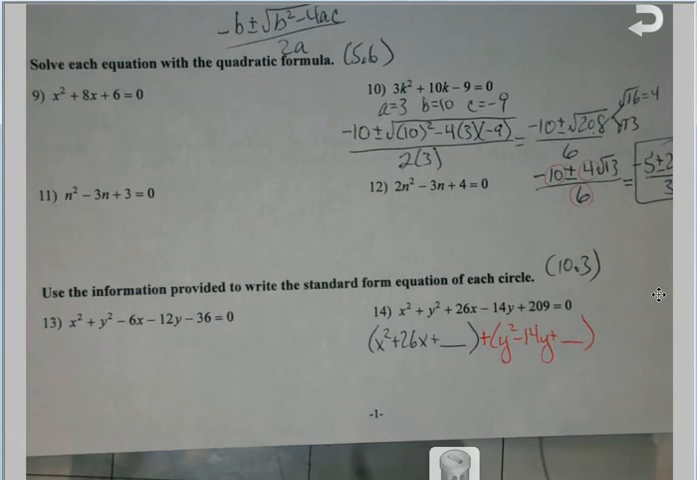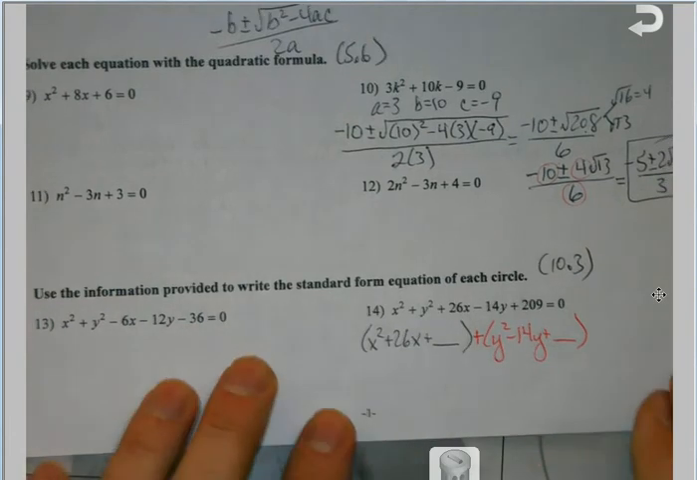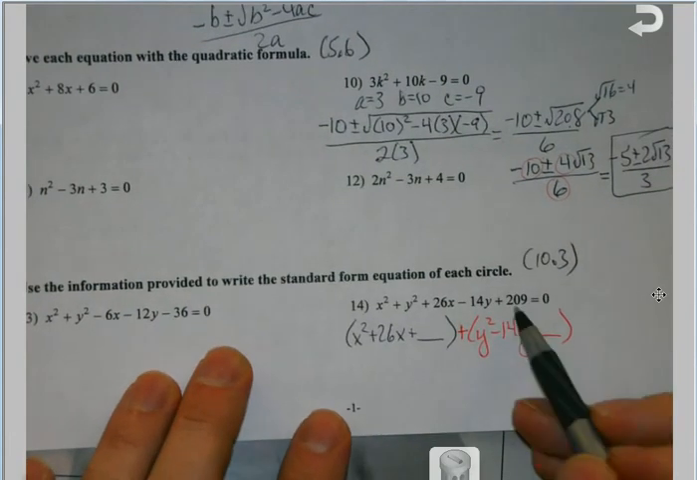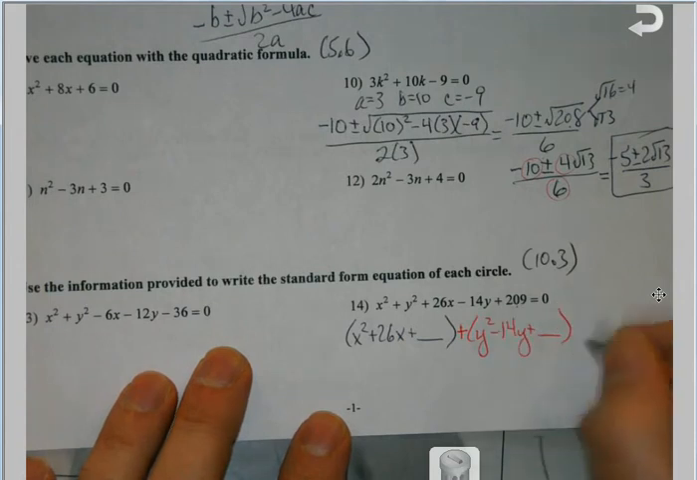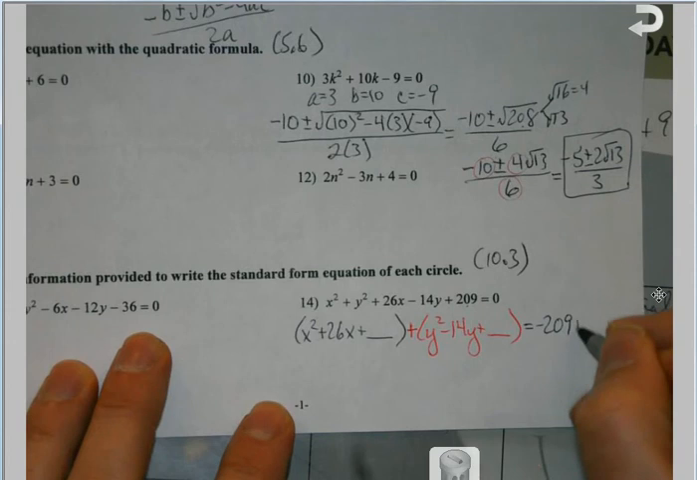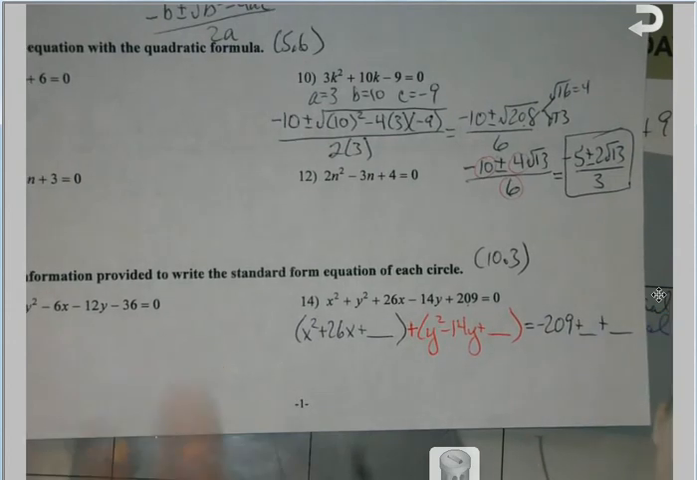You're like, what's up with the blanks? I'll talk about that in just a second. And then anything that doesn't have an x or a y has to move to the other side. So I got to minus the 209 over. But there are going to be the same 2 blanks that there are on the other side. And we're going to use completing the square in order to fill all this in.